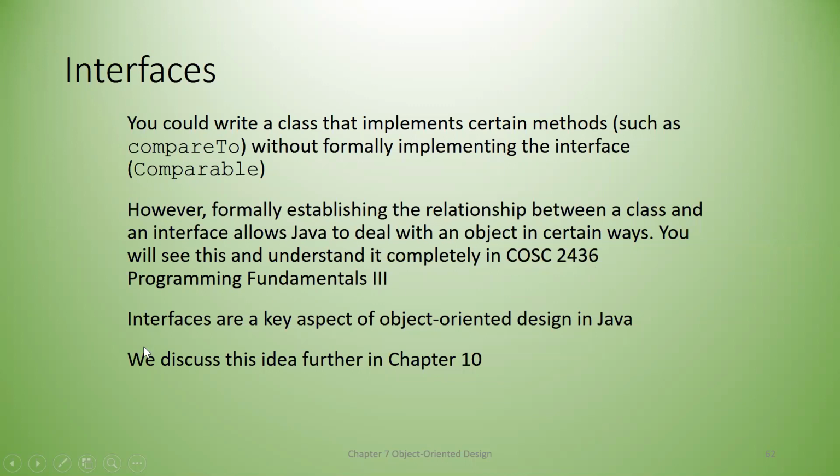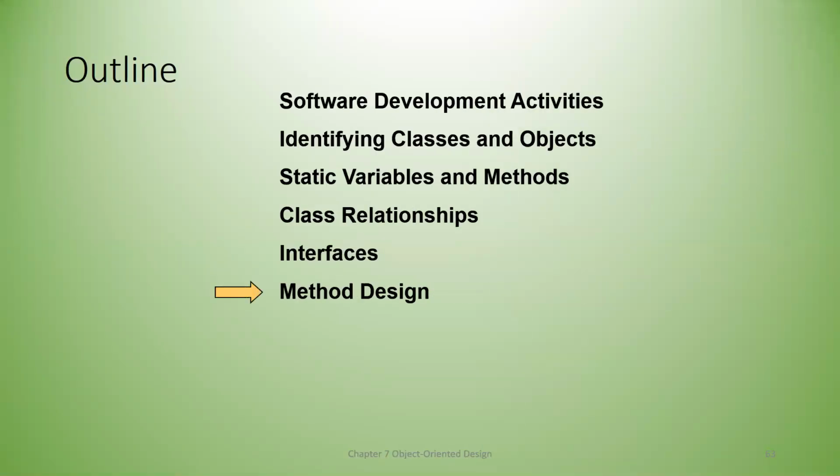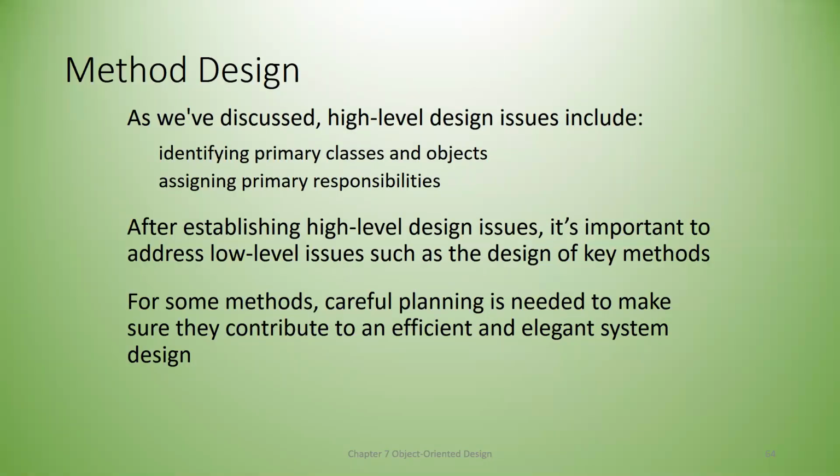Interfaces are a key aspect of object-oriented design. Okay, so now let's look at method design. That's the last subject of this chapter. High-level design issues include identifying the classes and objects and assigning primary responsibilities. How do you do the first one?